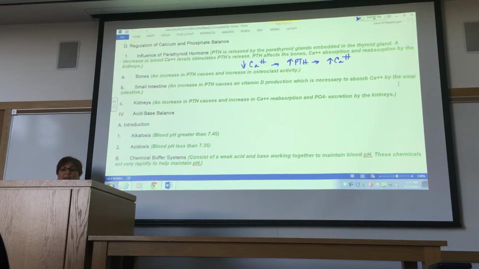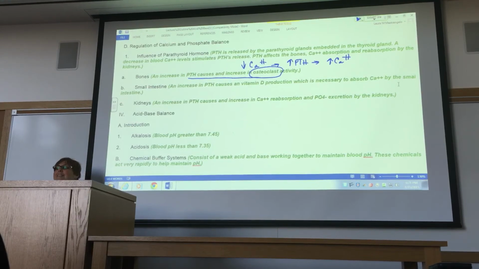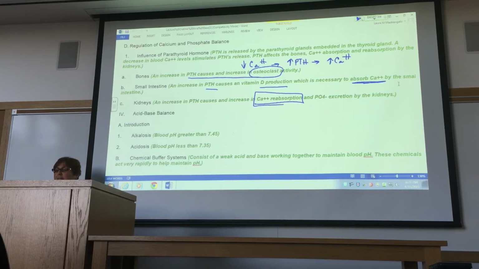It works in a couple of ways. One way is that parathyroid hormone increases osteoclast activity, and osteoclasts break down bone, and if you're breaking down bone, you're going to increase extracellular calcium from the bone. Also, parathyroid hormone increases vitamin D production, which helps absorb calcium in the small intestine. And this is what's important to us in this chapter, is that parathyroid hormone increases calcium reabsorption back from the kidneys. So there's more reabsorption.